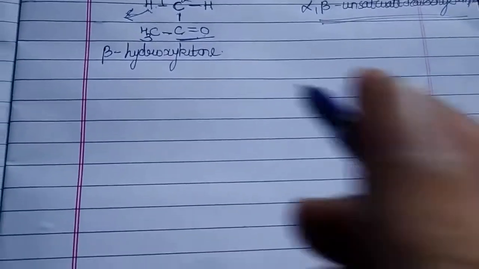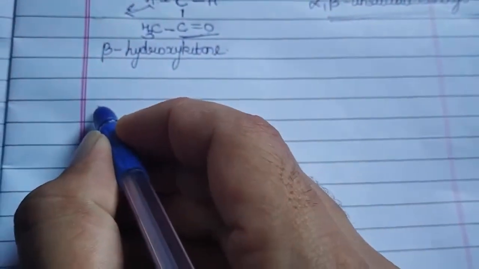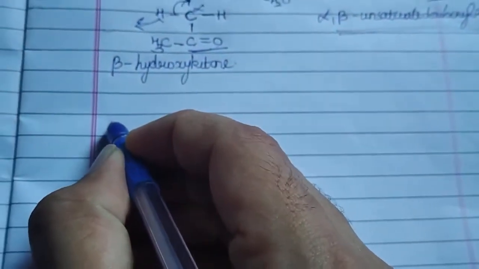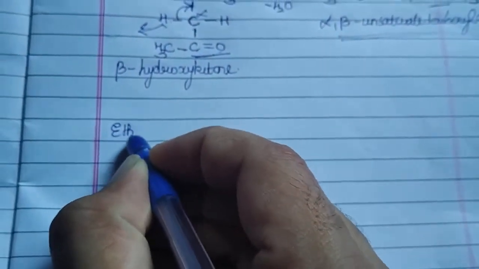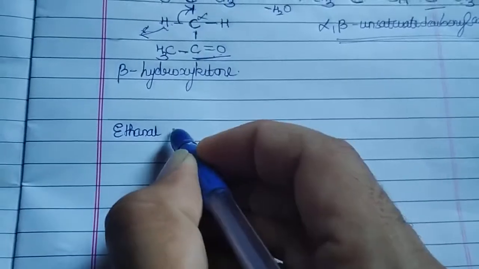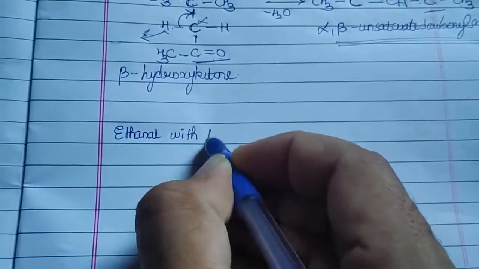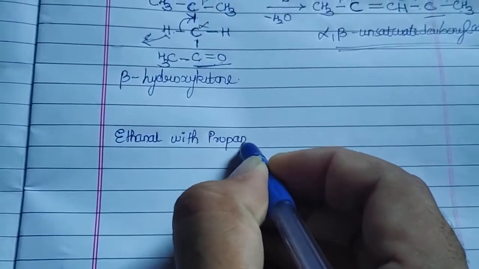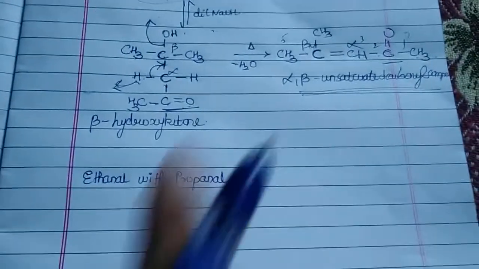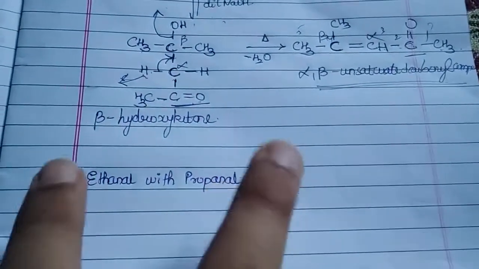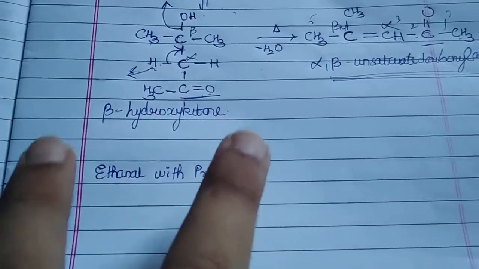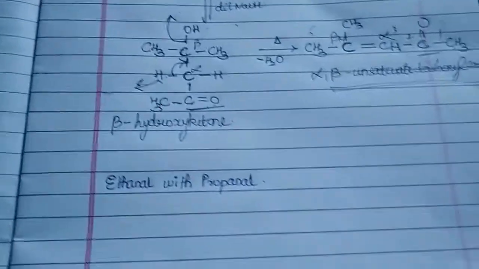Let me choose ethanal with propanal. So I'm choosing two different aldehydes and both the aldehydes are having what? Alpha hydrogen atom. I will not keep quiet now.